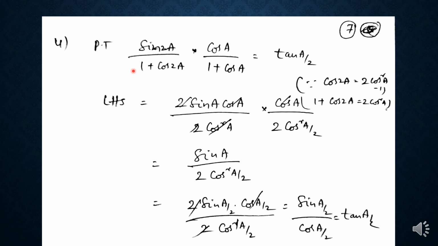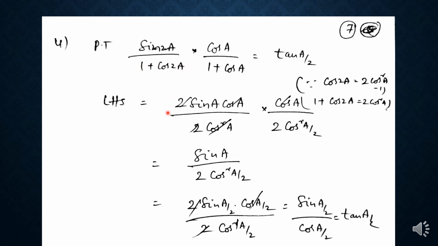So by applying the formulas here, taking the LHS, sin 2a by 1 plus cos 2a into cos a by 1 plus cos a. Sin 2a can be written as 2 sin a into cos a, divided by 1 plus cos 2a, which can be written as 2 cos square a, since 1 plus cos 2a by 2 is equal to cos square a. So 1 plus cos 2a is equal to 2 cos square a.